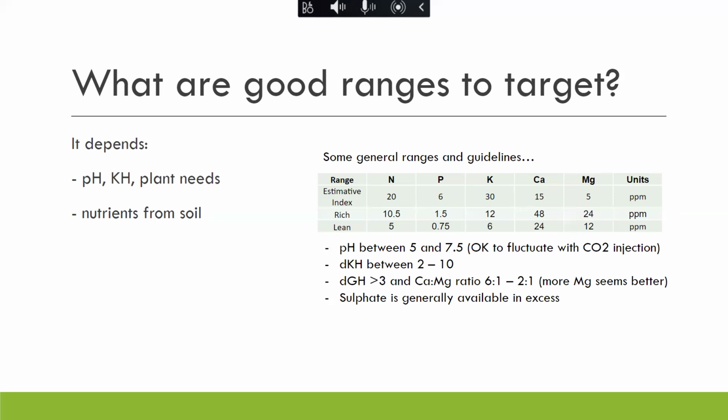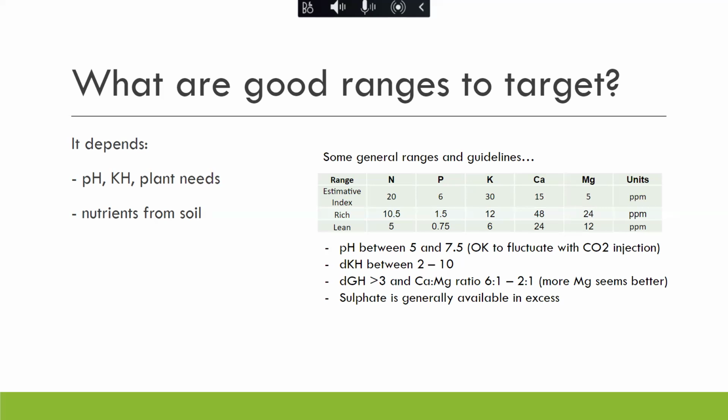Now, in my tanks, I actually dose even leaner than that. I'm targeting 1.5 ppm of nitrogen, 0.7 ppm of phosphate, and about 4 ppm of potassium. But I do have Aqua Soil, and I do use complete macro and micro root tabs. So those are some ranges to target, with some examples of NPK, calcium and magnesium.